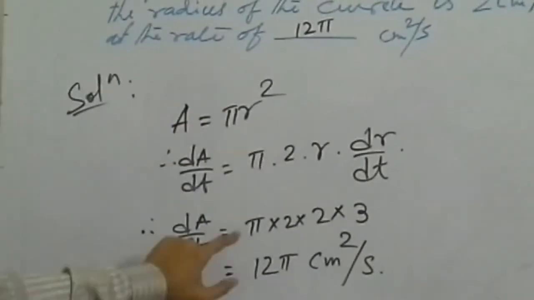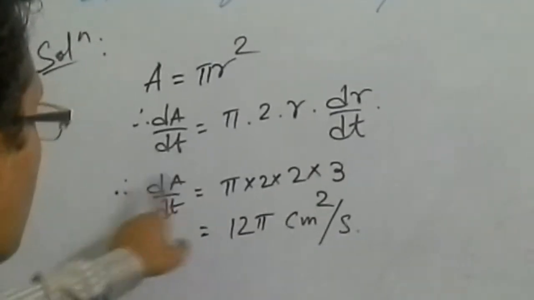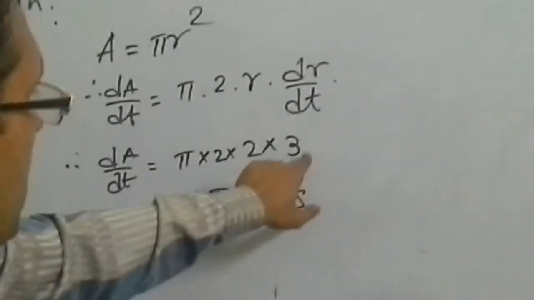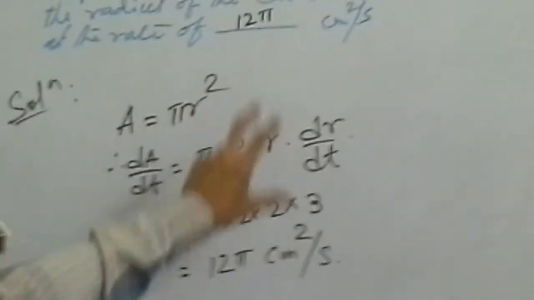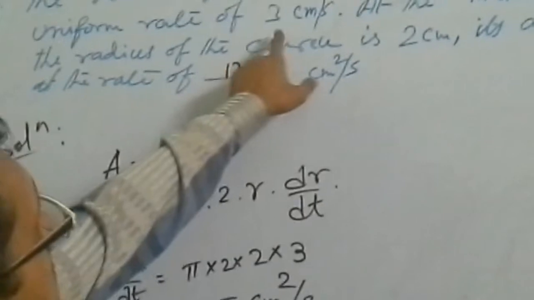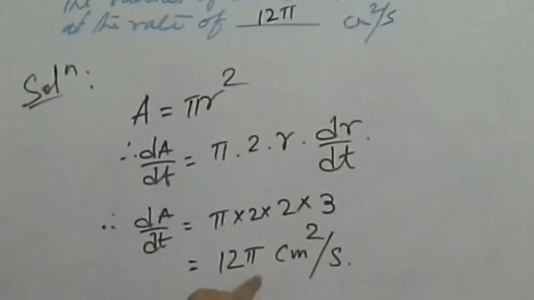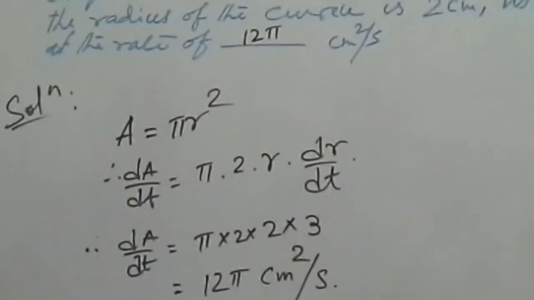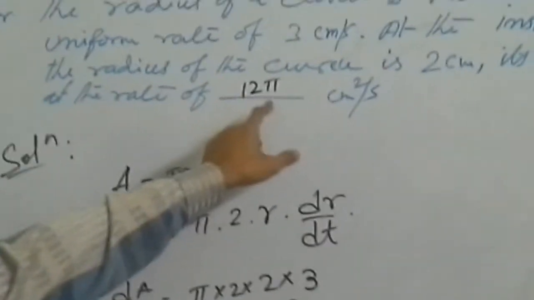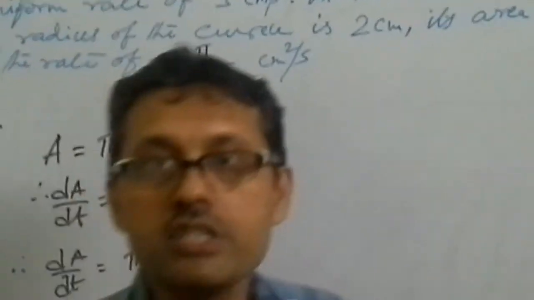After differentiating with respect to t, we are getting this expression. Now r is given as 2 and dr by dt, that is the radius is increasing at the rate of 3 cm per second. It is given in the question. So the solution is 12 pi centimeter square per second, which means the area is increasing at the rate of 12 pi centimeter square per second. So next, moving on to question number 13.